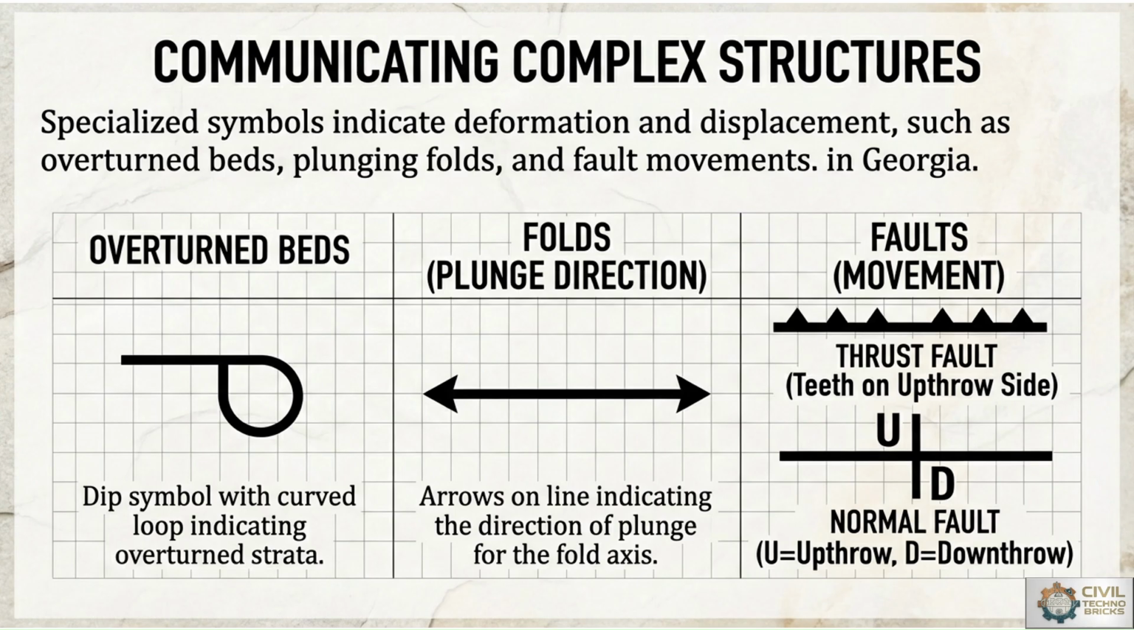Likewise, overturned beds indicate that rock layers have undergone severe deformation or displacement due to tectonic forces or vibrations. Fold symbols show the plunge direction and orientation of the fold axis, while fault symbols indicate the displacement direction. These structural interpretations are extremely important in civil engineering because faults and folds significantly influence the stability of dams, tunnels, and foundations for each and every construction project.